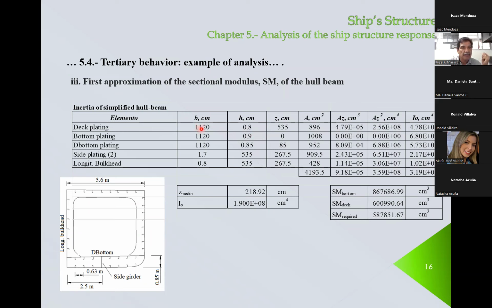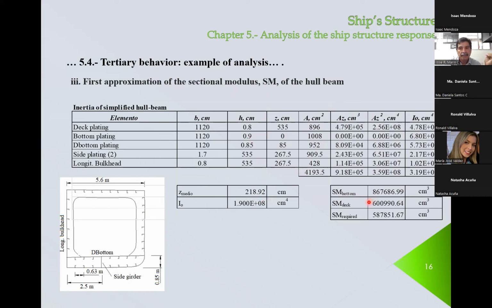So you have deck plating, bottom plating, double bottom, side. In this case, you have 1 and 2 sides, and the longitudinal bulkheads. This is just a first approximation, and we are not including the longitudinals. The longitudinals will increase it a little bit, but not much. So this is a very common calculation for us. This is something that we have to have in our mind, how to set up this table.